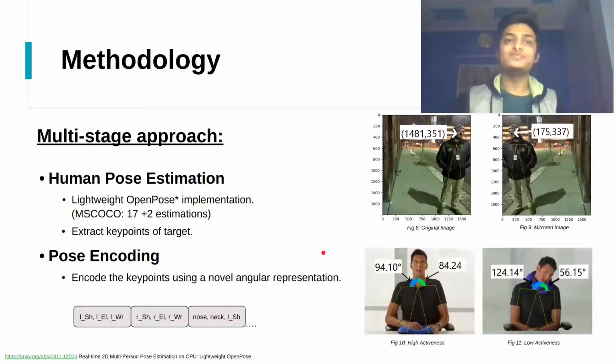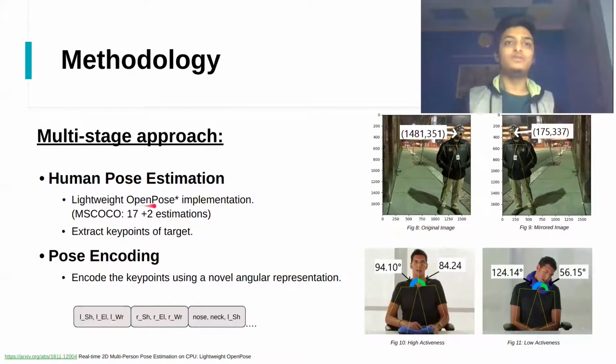So how do we go about achieving that? We achieve that using a multi-stage approach where our first module is human pose estimation. So what human pose estimation would do is, in an image, it will give us exact localization of key points such as nose and shoulders and arms and wrists, etc. So it will give us the exact locations in the coordinate space.